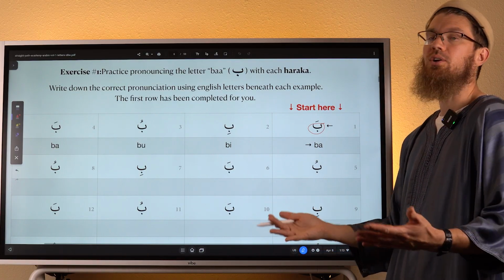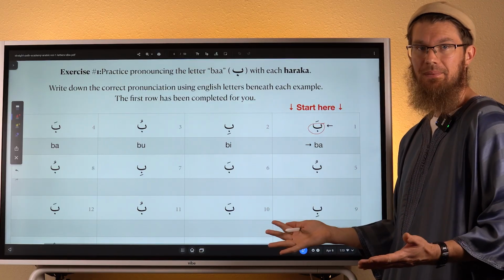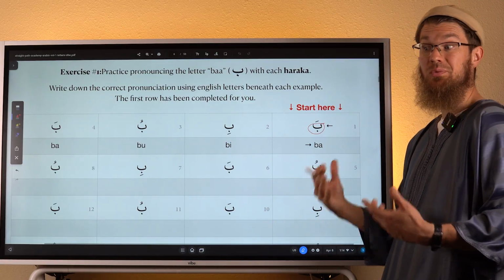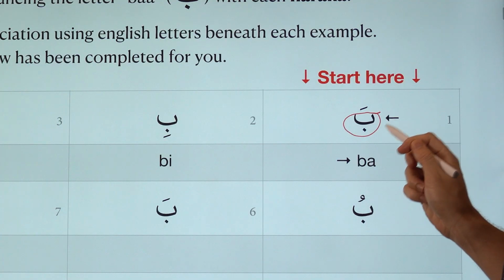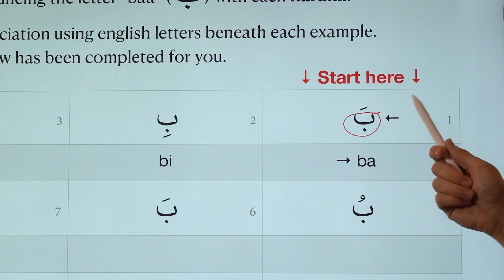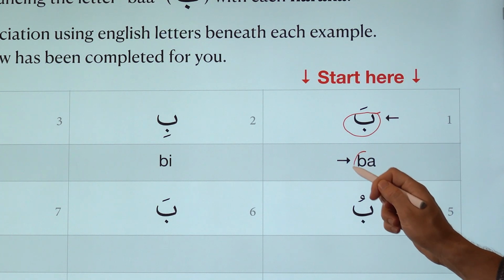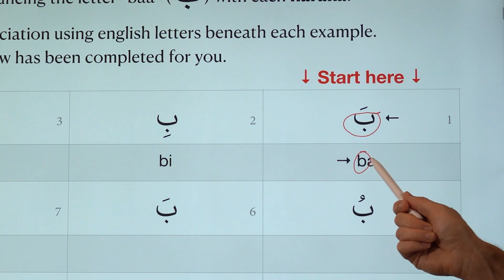Now, of course, we've only learned the letter ba. So all of these exercises use the letter ba, but we're still going to use the same process once we start adding other letters. So first we look at the letter and we want to write down which English letter corresponds to this Arabic letter. And of course, when it comes to the letter ba, it's the English B. So that's why the first letter here is the letter B.